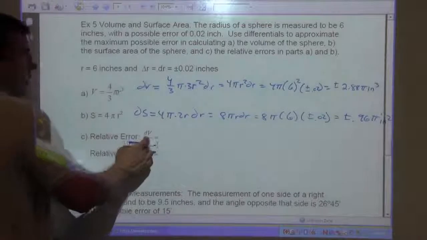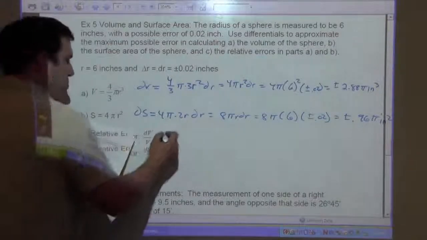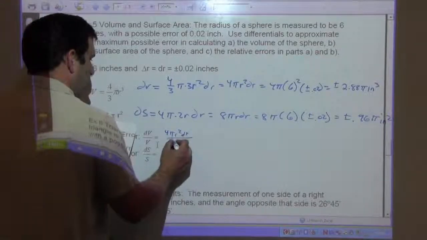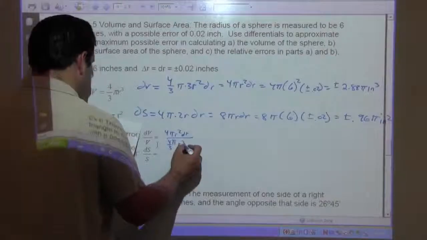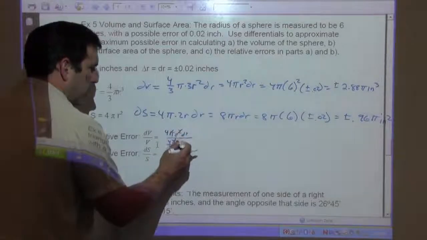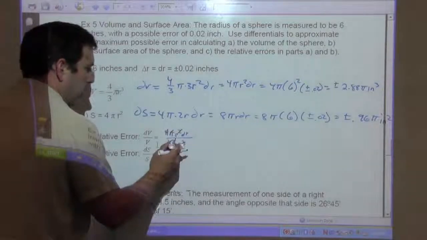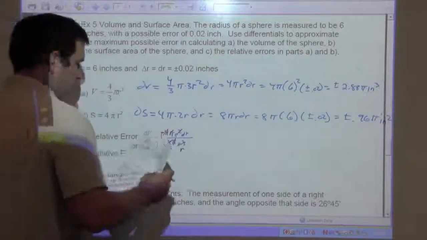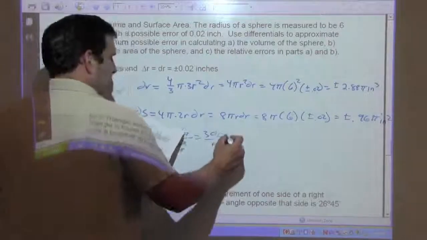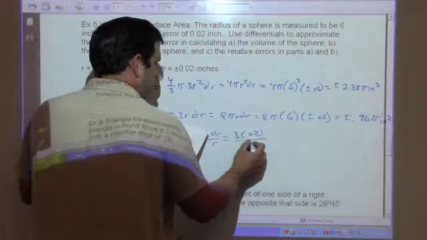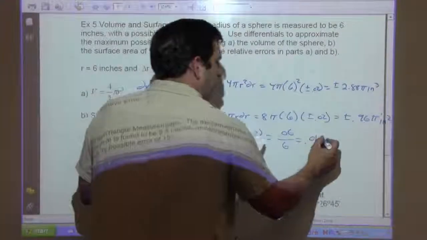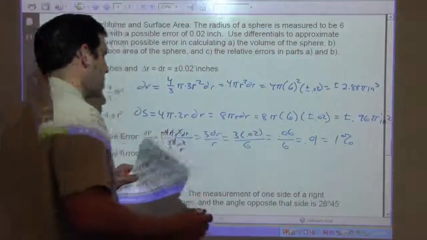Relative error would be dV over V. So that's going to be 4 pi r squared dr over 4/3 pi r cubed. Now in that, the pi's would divide out, r squared leaves an r down below, the 4's divide out, the 3 will come up. So we end up with 3 dr over r. That's going to be 3 times 0.02 over 6. It's 0.06 over 6. It's 0.01, which is a 1% error.